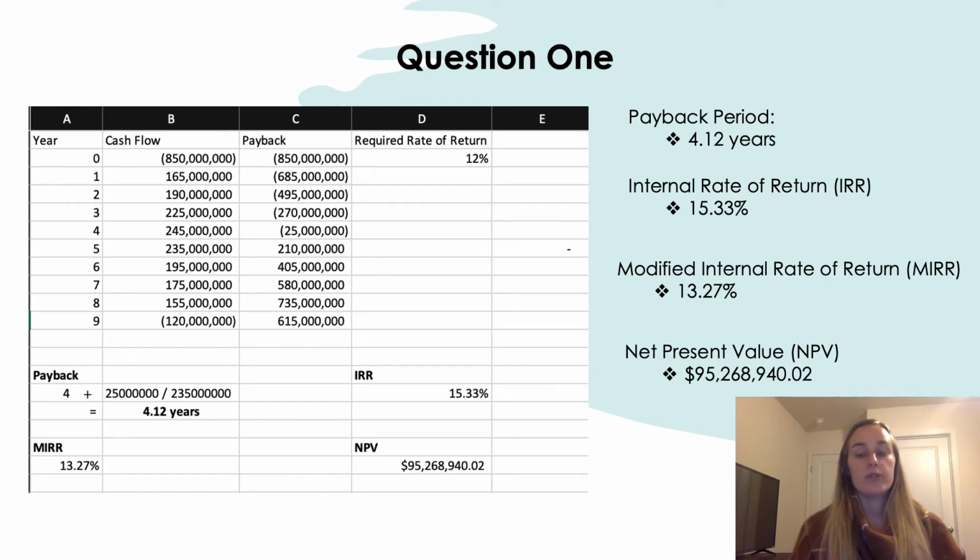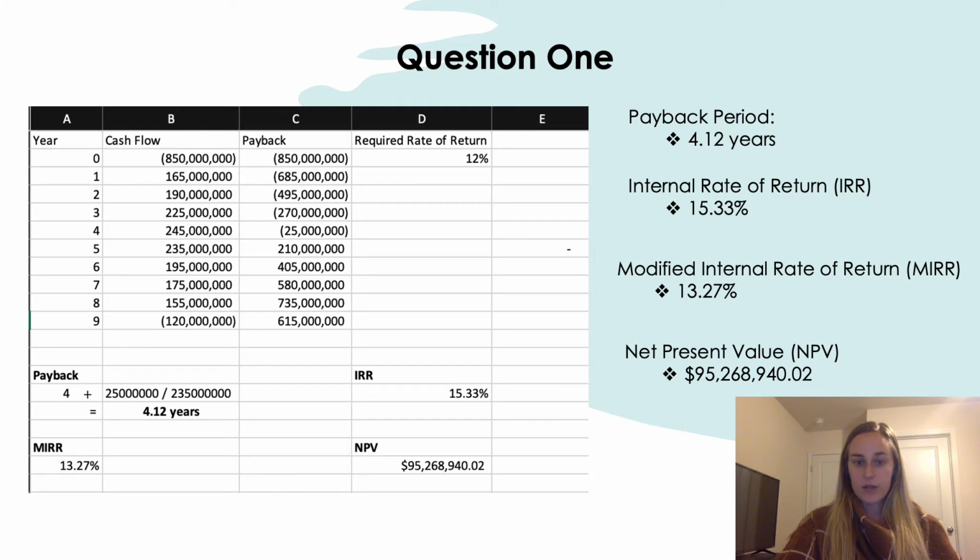Then we're asked to calculate internal rate of return. Internal rate of return is your annual growth rate that you expect your investment to produce. It's also the rate that makes net present value 0. You calculate that using your initial outlay and your future cash flows, and I got 15.33% as their internal rate of return.